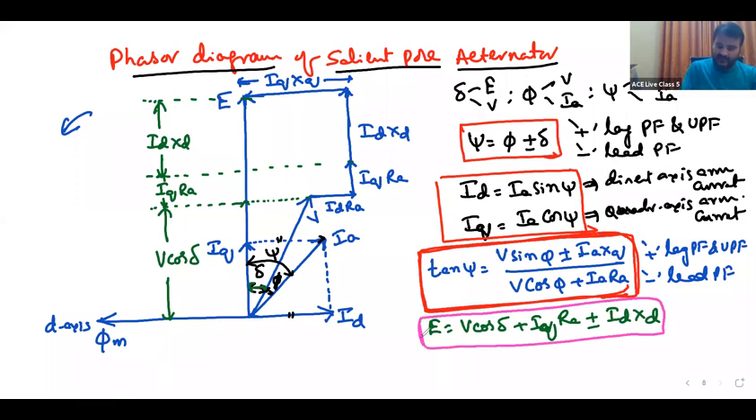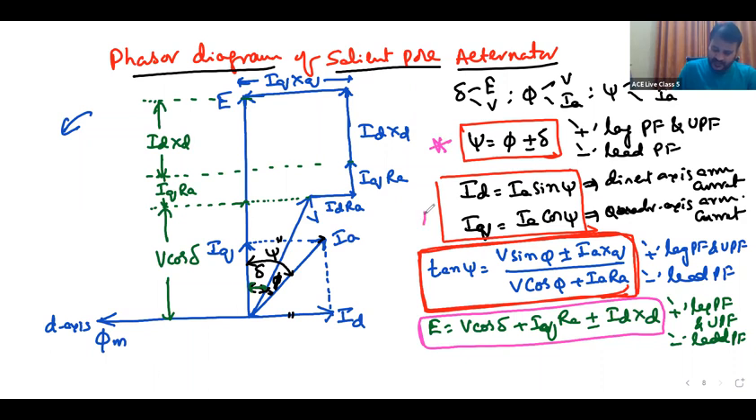Plus is for lagging power factor and UPF, minus is for leading power factor. Okay, dear students, very, very important relations. We are going to the problems on these. Very important relations.